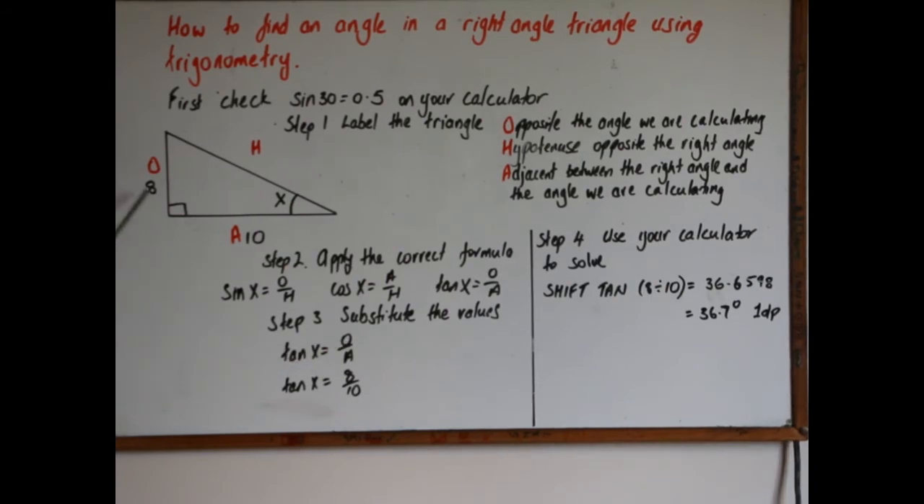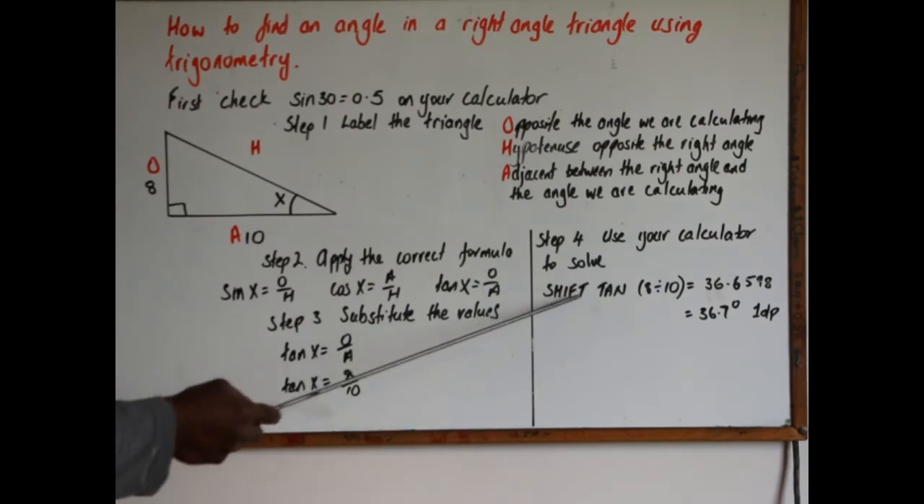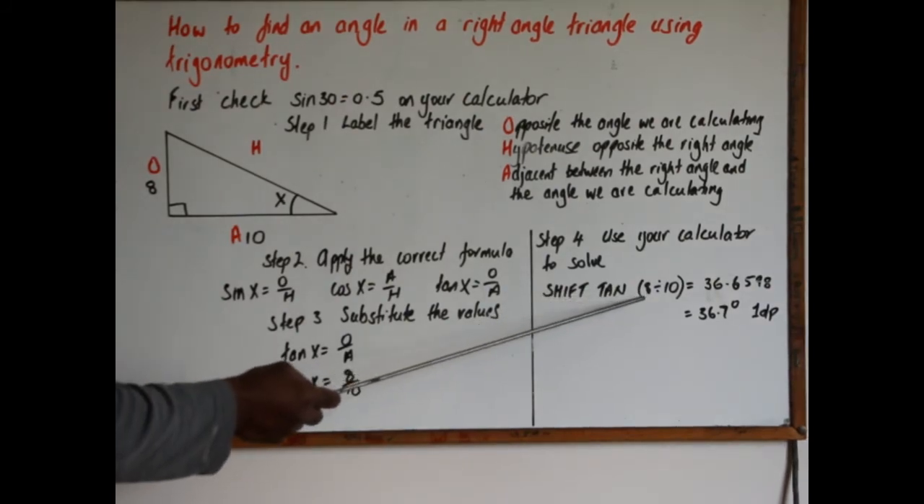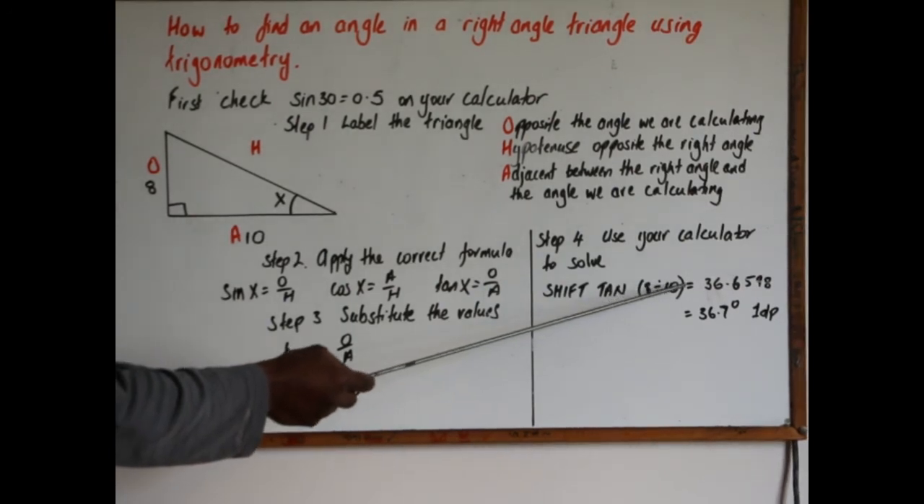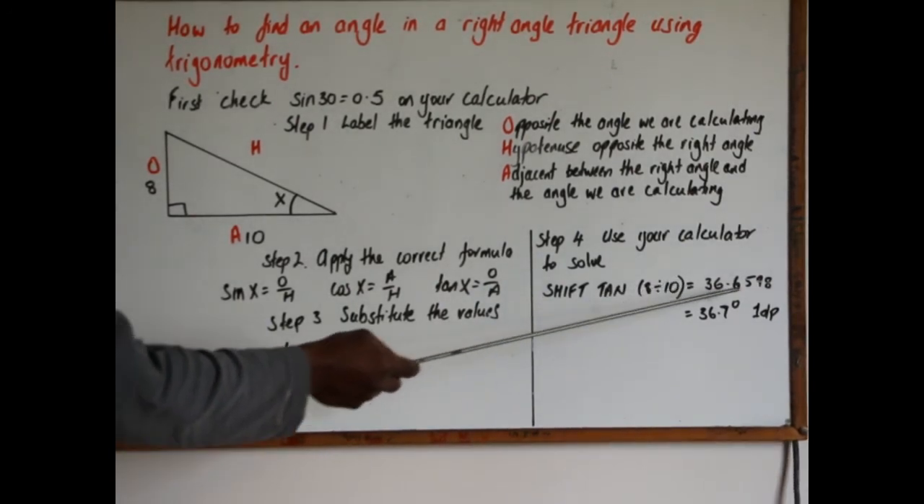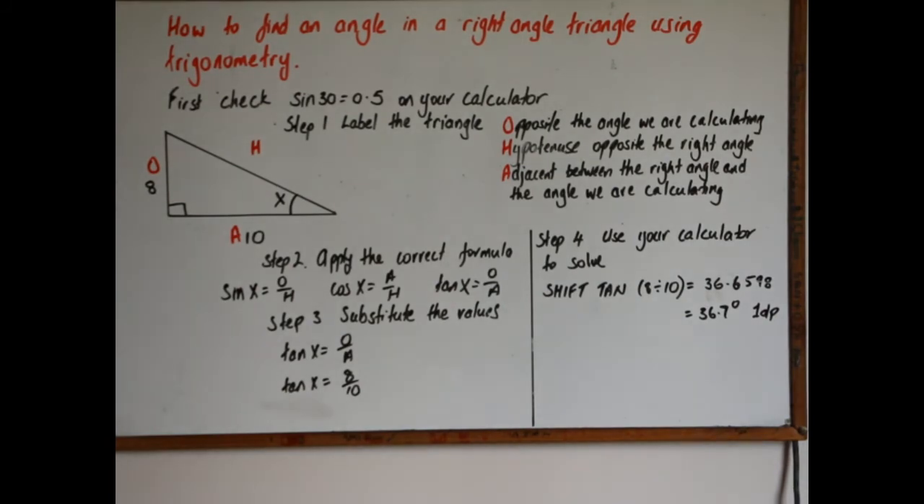How big's the O? It's 8. That's our numerator. How big's the A? That's 10. That's our denominator. We are now ready to use the calculator. In our calculator, we go Shift Tan, open bracket, 8 divided by 10, close brackets, equals, and we end up with this number here. Our last step is to round it appropriately.